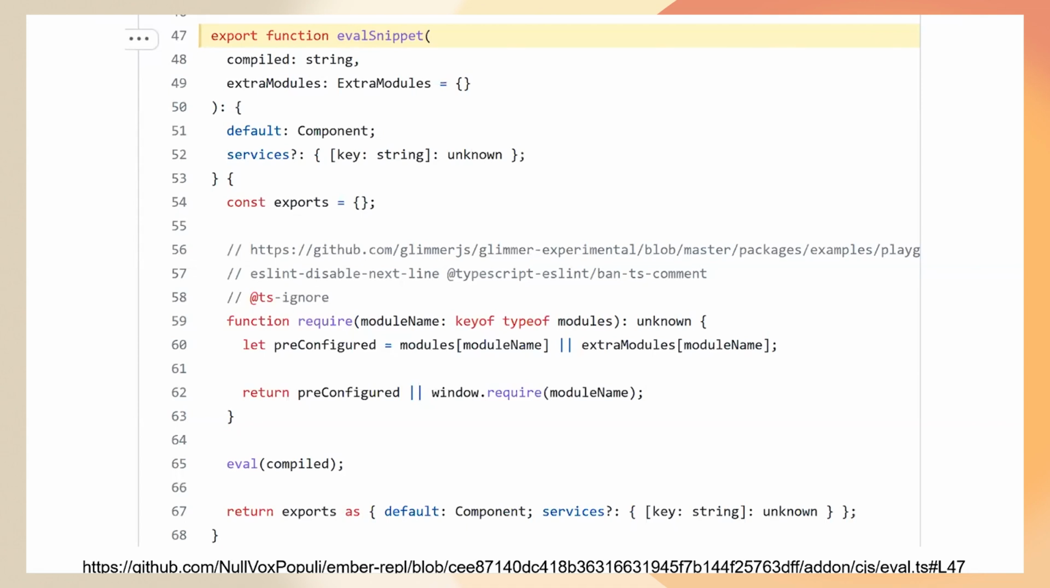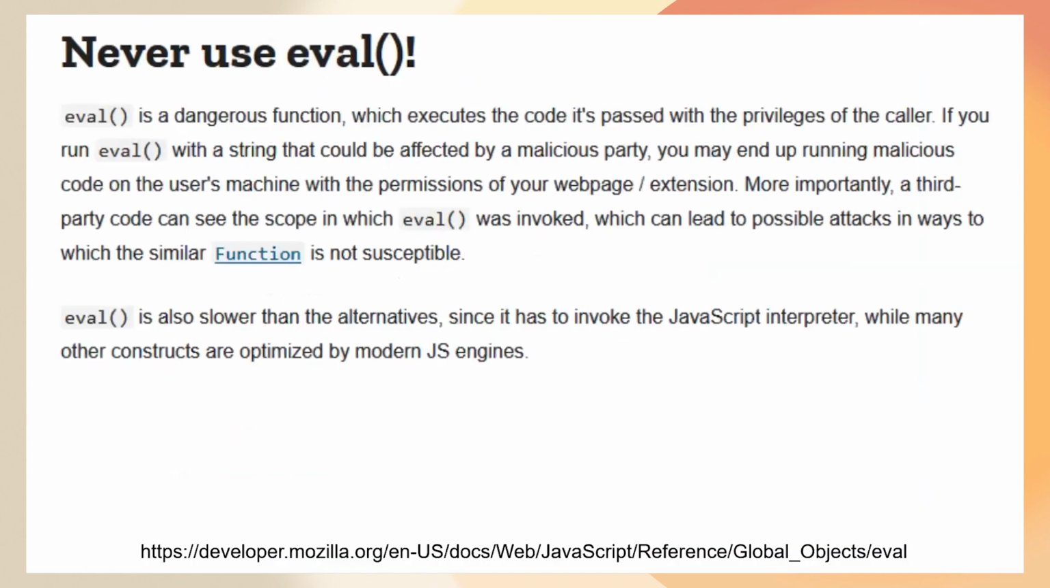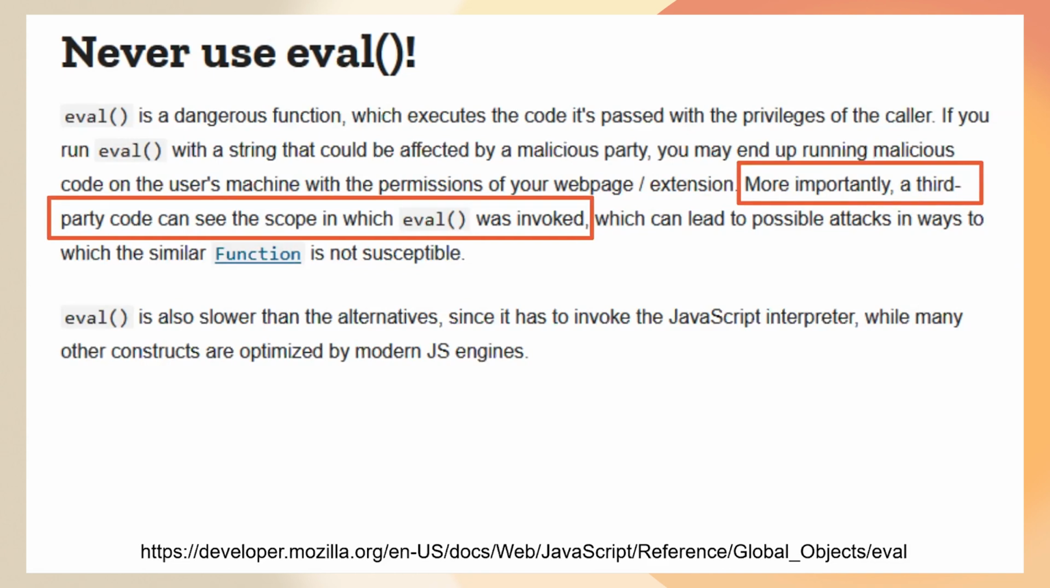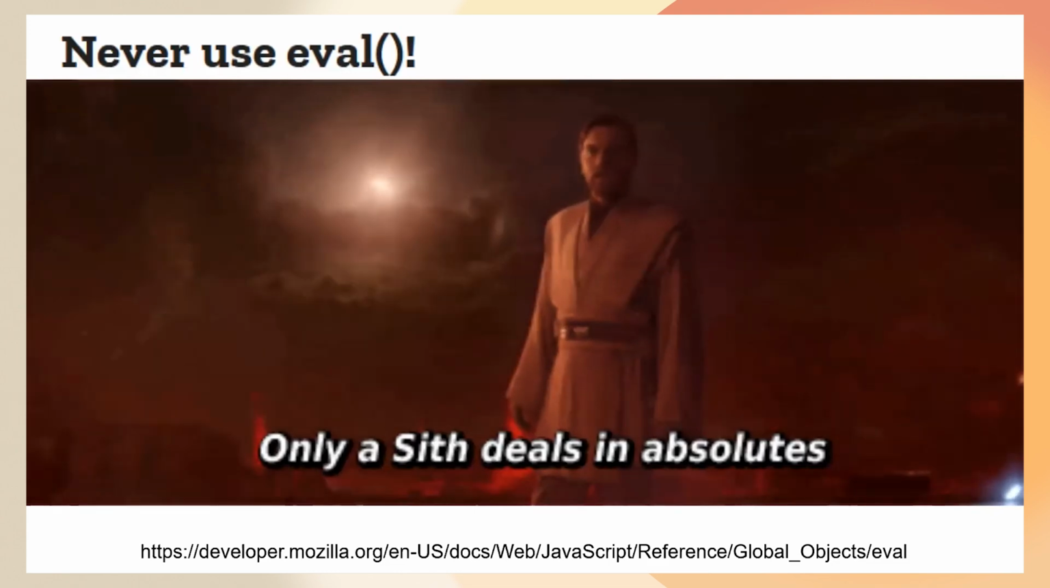And there's some trickery going on here. There's an eval here, because we have JavaScript we need to run. Now, according to MDN, we should never use eval. But in this case, this is exactly what we need. And using the recommended function approach, later demonstrated on this MDN page, would not work. So never use eval? I say only a Sith deals in absolutes.